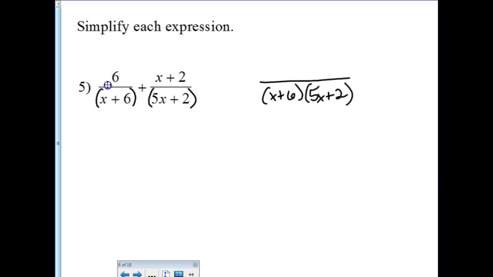So this fraction over here, in order to get his denominator to look like that, he is missing the 5x plus 2. And then this fraction over here, in order to get his common denominator to look like that, he's missing the x plus 6.